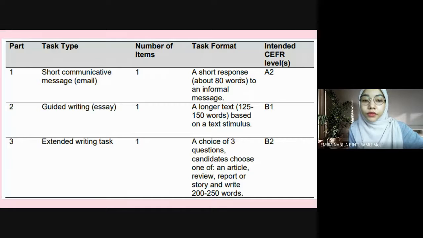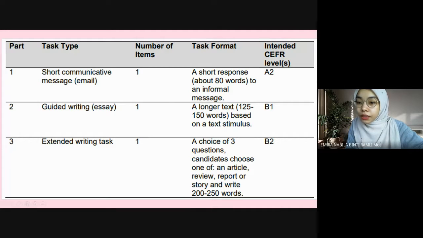Okay, by the way, before this we did not discuss the number of words kan. Kita tak pernah bincang berapa bilangan perkataan. So these are among the essays that you have to write. Satu, I told you last time, it's an email, 80 perkataan. Guided essay, 125 to 150 words. And then extended writing untuk part 3, 200 to 250 words. So, when you write your email, formal email awak, use the correct language, gunakan language yang betul-betul formal, and then you write dalam lingkungan 80 to 100 words sahaja, tak perlu lebih than that. Okay, so that would be what you are supposed to do.